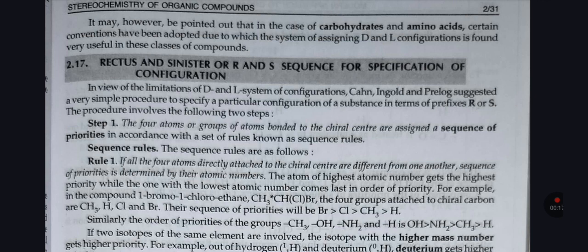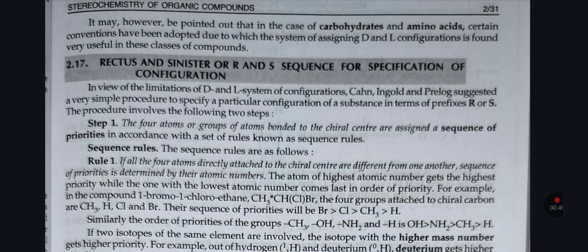Rectus and Sinister, or R and S sequence, for specification of configuration. In view of the limitations of the L and D system of configuration, Cahn, Ingold and Prelog suggested a very simple procedure of specifying a particular configuration of a substance in terms of the prefixes R and S. The procedure involved the following two steps.